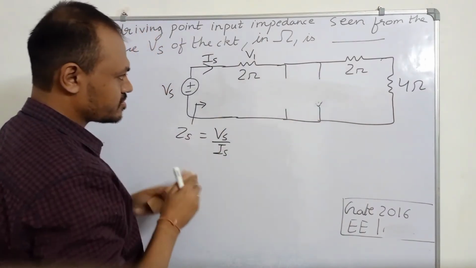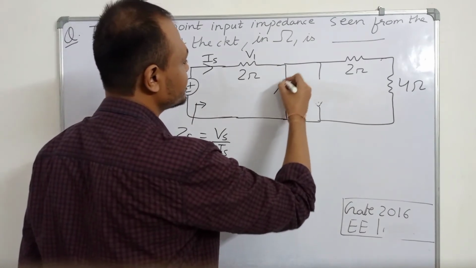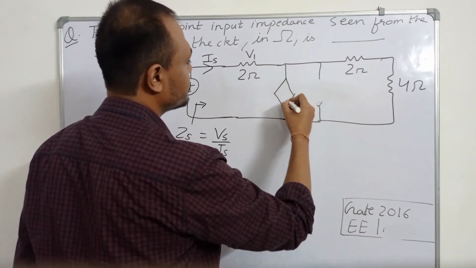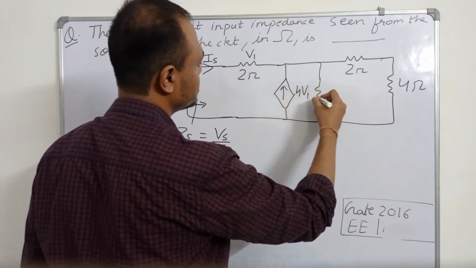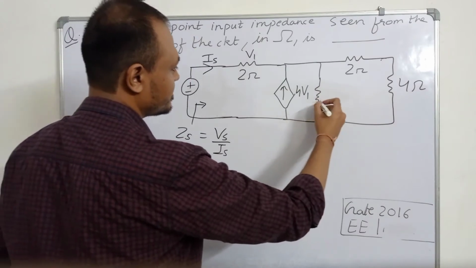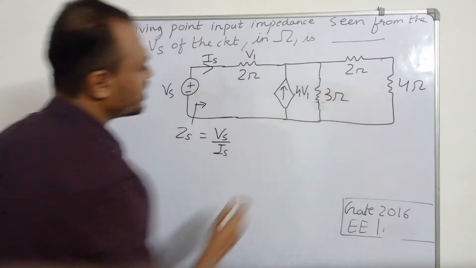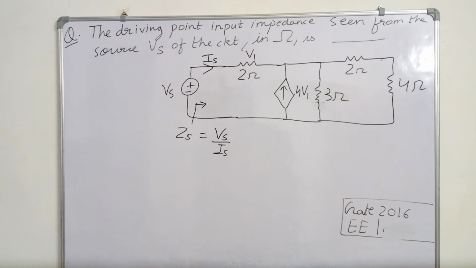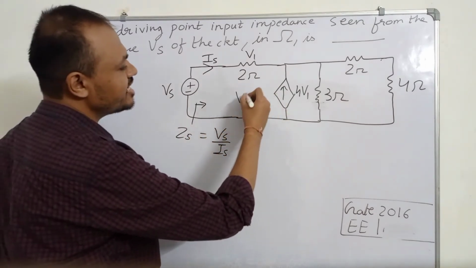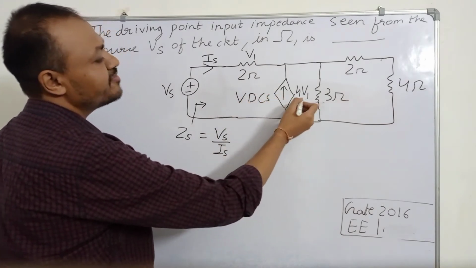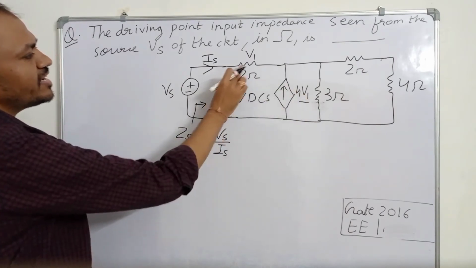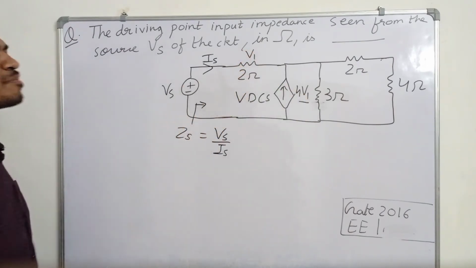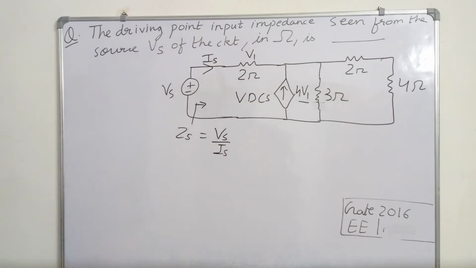So let's write like this. This is 4V1. This is current, and this is your resistance 3 ohm. Okay, so this is your 4V1. So it is a voltage dependent current source. It is 4V1. So this is a current source whose value is dependent on this voltage V1. V1 is the voltage across this 2 ohm resistance. So this is a voltage dependent current source.